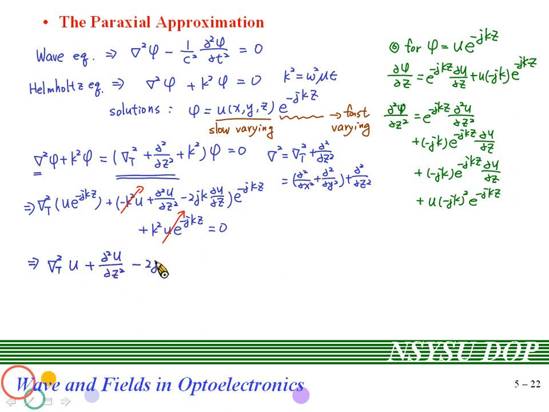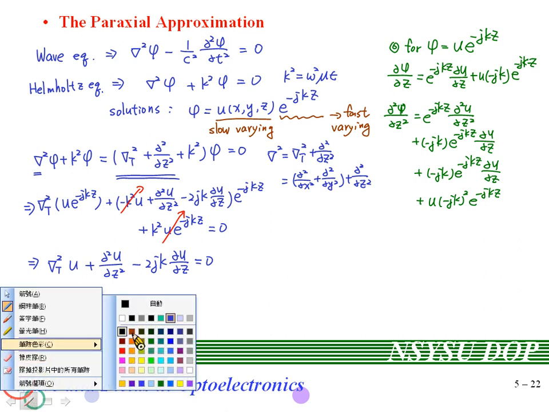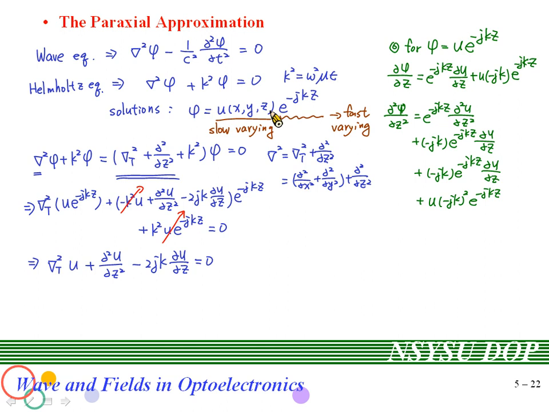minus 2jk times partial u over partial z is 0. And as I have mentioned, in the expression of the phi function shown here, we have a slowly varying term u and a fast varying term exponential minus jkz. So the absolute value of partial u over partial z should be much smaller than k times u.